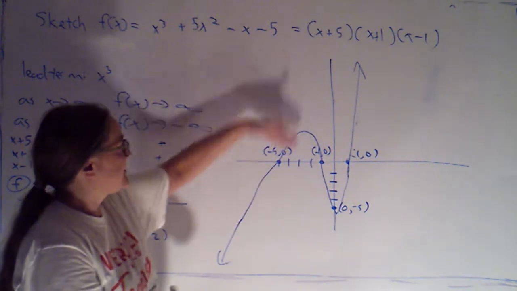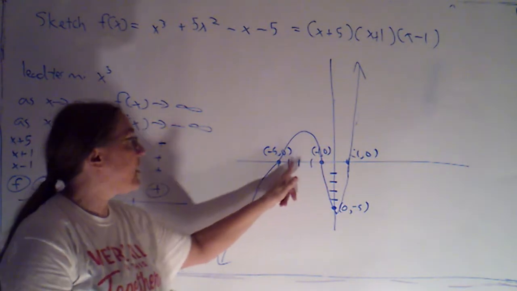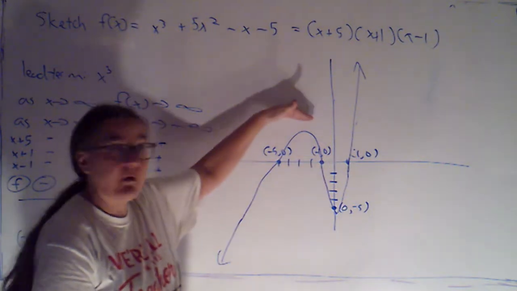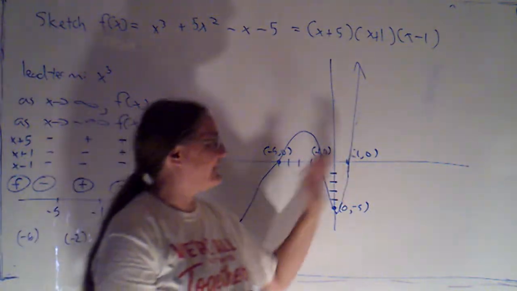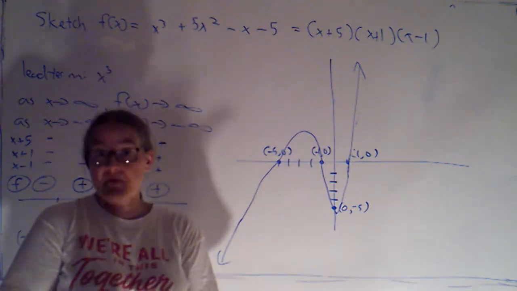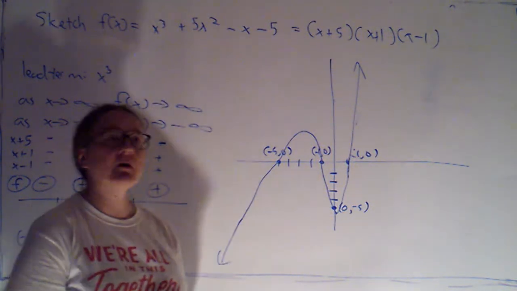This just tells us there's a high point somewhere between -5 and 1. I don't know where it is. It doesn't have to be exactly halfway in between. And I don't know how high it is. I know there's a minimum somewhere between -1 and 1. I don't know that it's exactly halfway in between. It could be at 0, but it could be to the left, it could be to the right, and I don't know how low down it is.